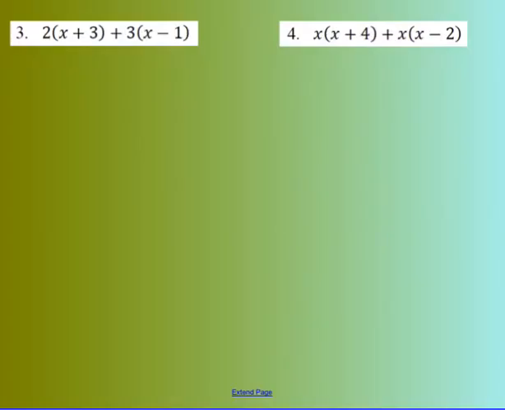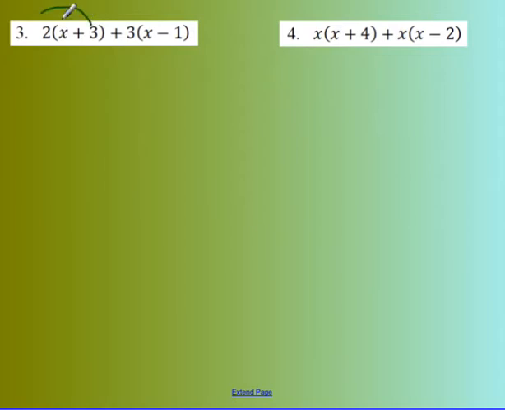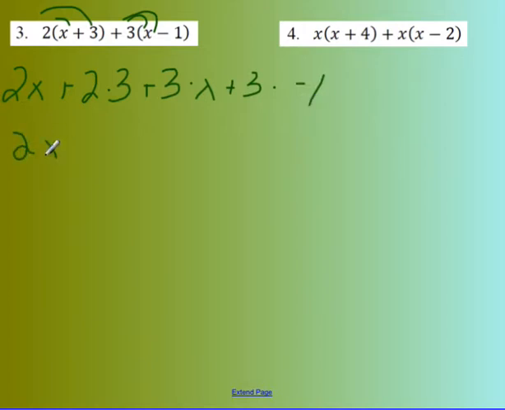So let's take a look at number 3. So what we're going to do is I'm going to distribute the 2 and I'm going to distribute the 3. So I'm taking 2 times x and 2 times 3. So the 2 only gets distributed into the first parenthesis. Likewise, the 3 only gets distributed into the second parenthesis. So then, when I simplify this out, I have 2x plus 6 plus 3x minus 3.